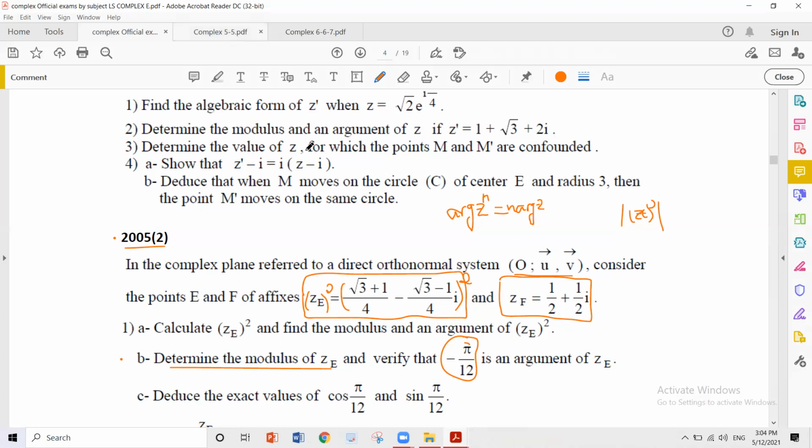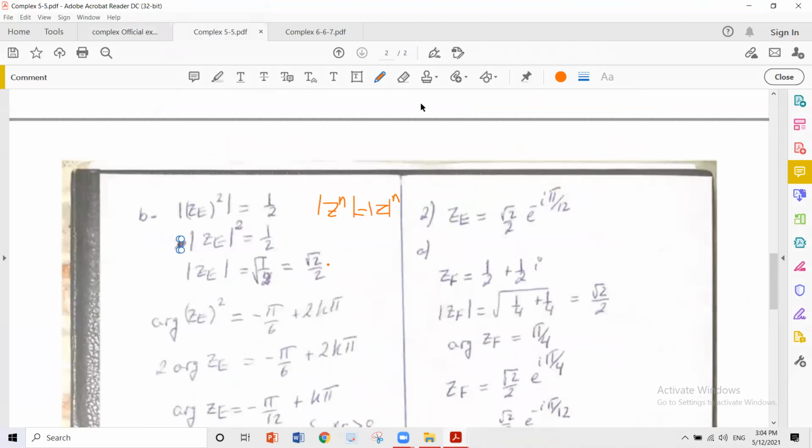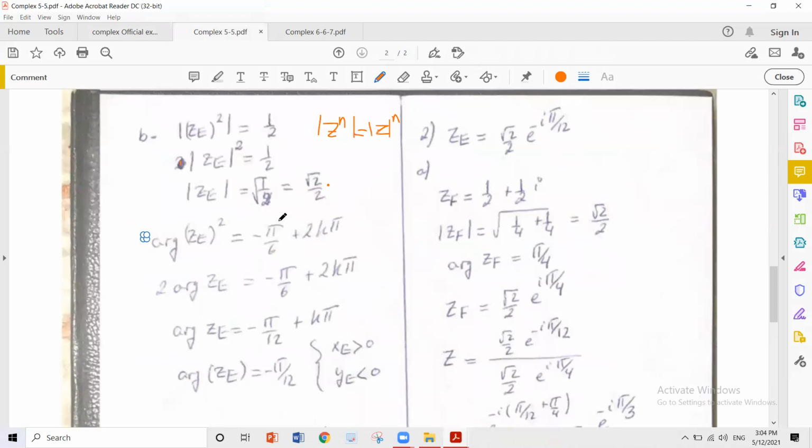We have the argument of ZE squared. The exponent comes down as a multiplier of the argument of ZE. Argument of ZE squared equals minus pi over 6 plus 2k pi. The 2 comes down: 2 times the argument of ZE equals minus pi over 6 plus 2k pi. So the argument of ZE is minus pi over 12 plus k pi.